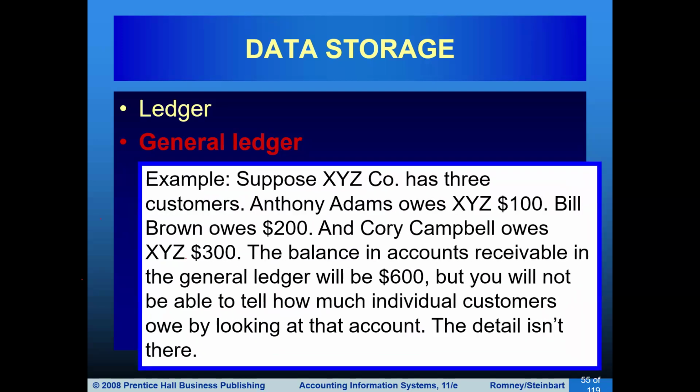Suppose XYZ company has 3 customers. Anthony Adams owes $100. Bill Brown owes 200. Curray Campbell owes 300. The balance in accounts receivable in the general ledger will be 600, but you will not be able to tell how much individual customers owe by looking at the account. The detail is not there.